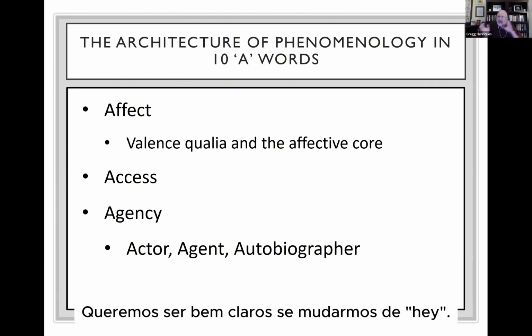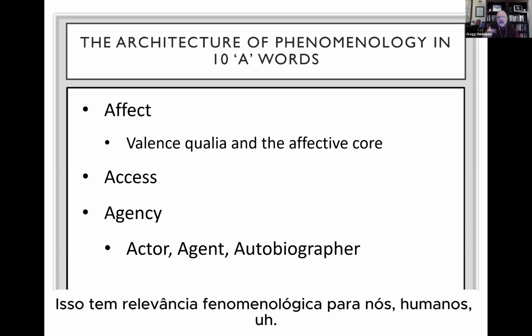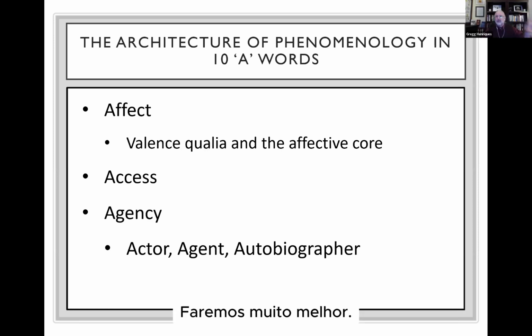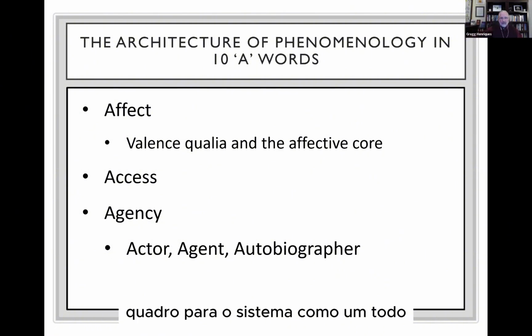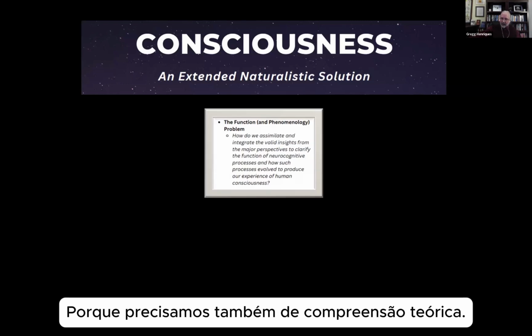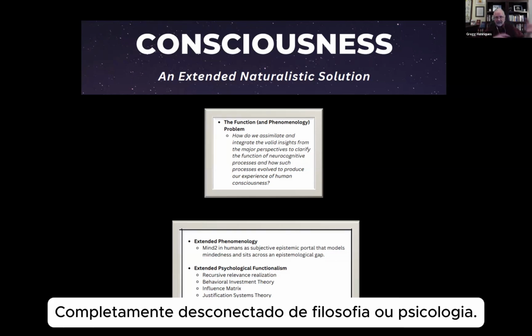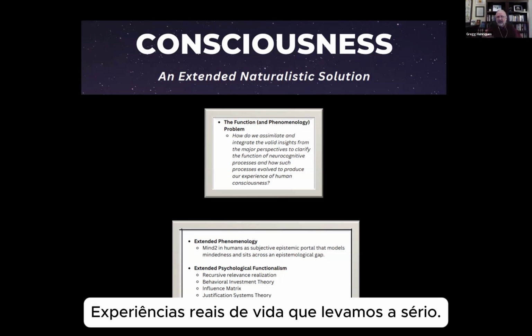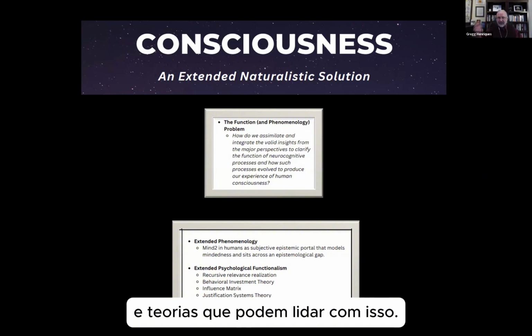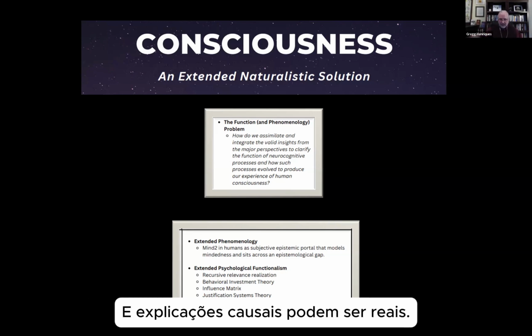If we shift, though, to saying, hey, I mean the system of Mind 2, that has phenomenological relevance to us as humans, then as opposed to this very vague word consciousness, we will do a lot better. And if we utilize this lensing structure, say, of these 10 A words, we will have a phenomenologically empathetic frame for the system as a whole. But it's not just that, because we also need theoretical understanding. We're bridging, unlike Husserl, where we're not thinking in terms of just the natural attitude, completely unplugged from philosophy or psychology. Nor are we doing psychologism either. We're doing a dialectic between everyday real experiences of living that we take seriously and theories that are up to the task, ecologically valid across multiple different contexts, to emphasize what's relevant and causal explanations that can be real.